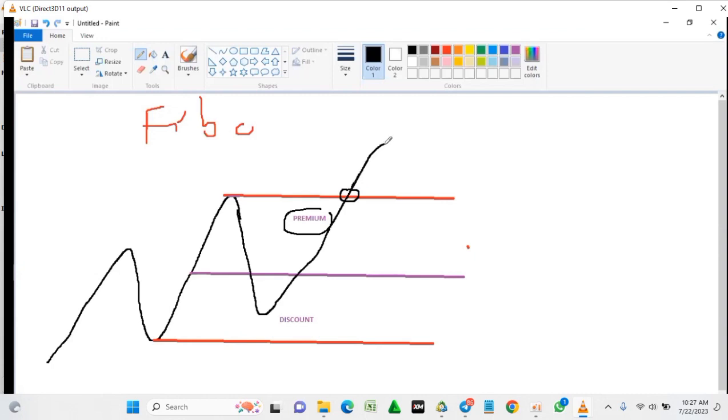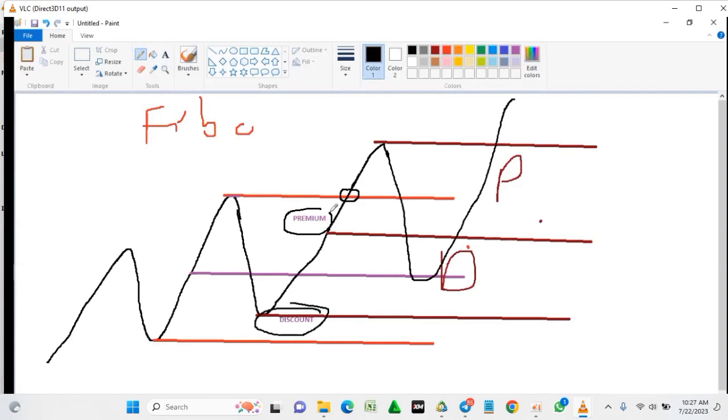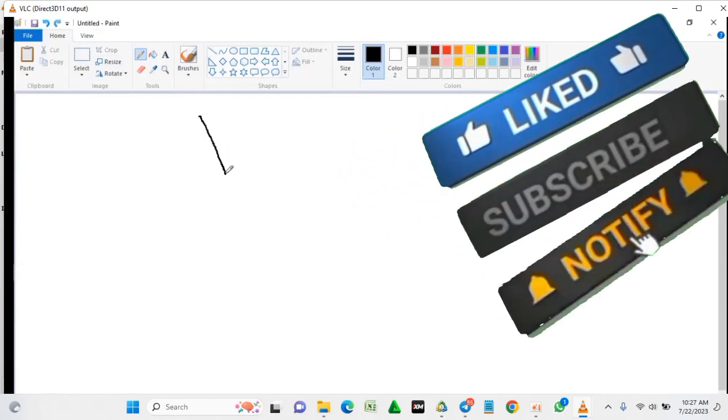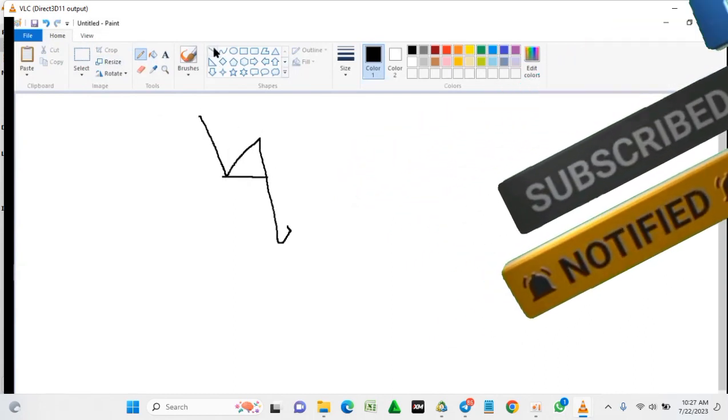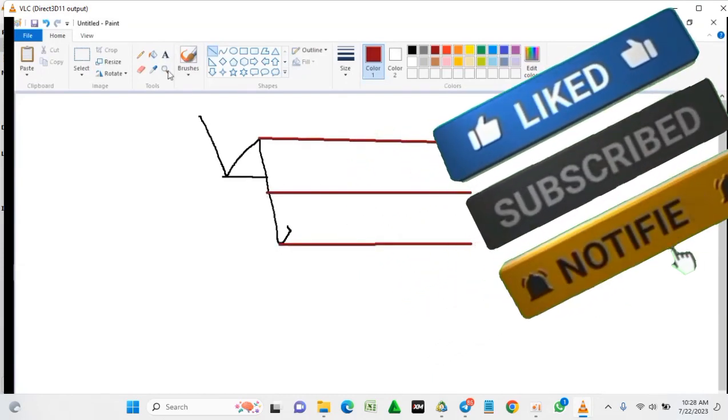So discount, price goes up, BMS. Break in market structure, when a new high is made, this is now your new low and the new high. And the 50%, and this means this is the new discount, and this the new premium, and the price comes down to the discount, then break in market structure. So in an uptrend, we usually buy in discount and sell in premium, right?